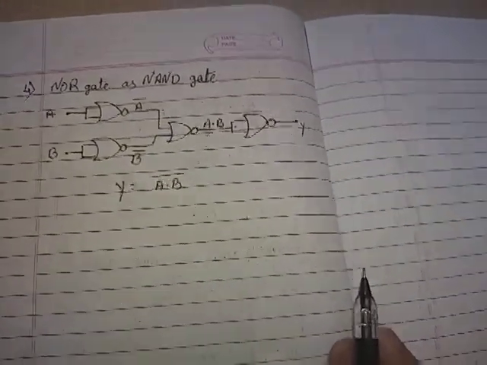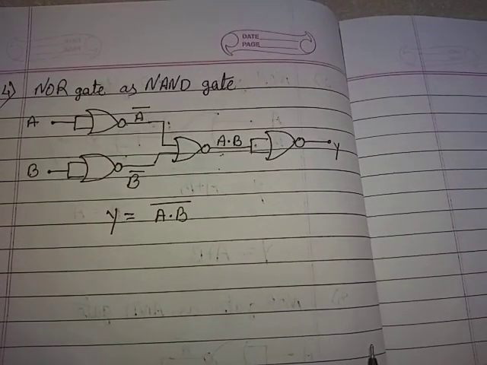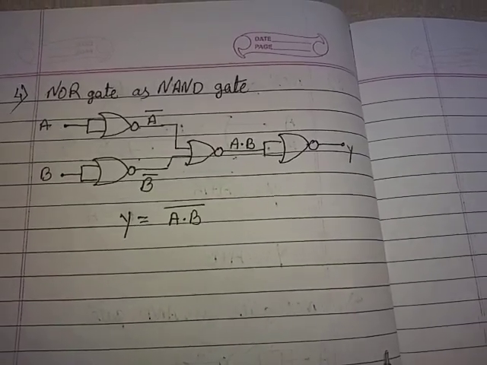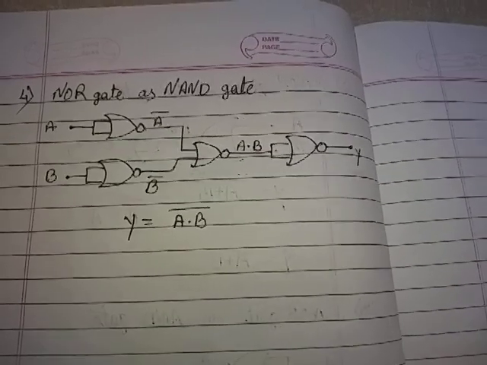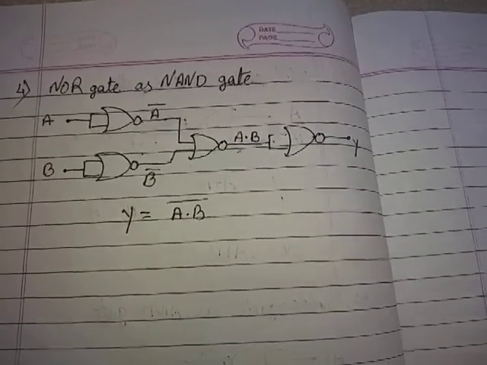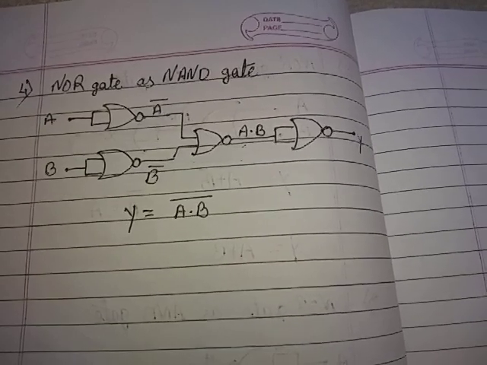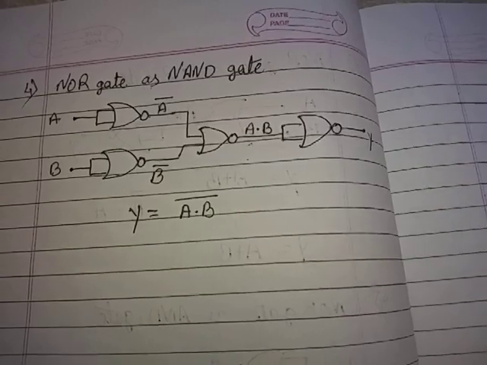So what we learn is that from NAND and NOR we can implement any Boolean logic. Hence NAND and NOR are known as universal gates. That's all about today's topic. In the next lecture we will learn to simplify the Boolean equations or Boolean expressions. Thank you.